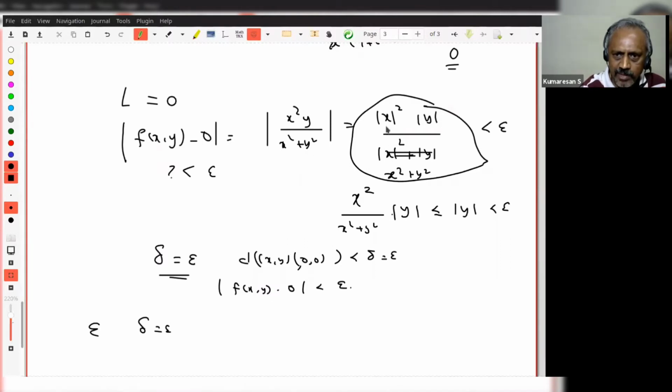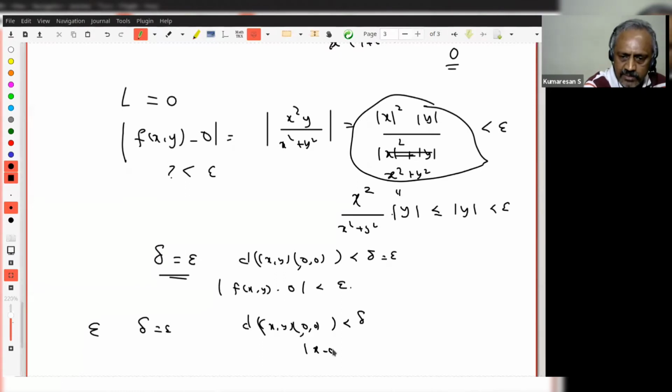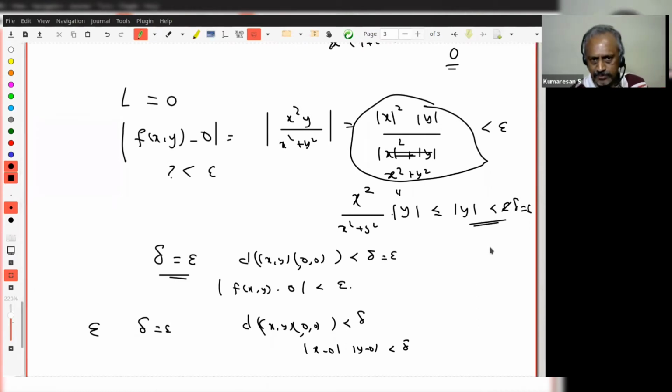But that is mod x squared into mod y by x squared plus y squared. That is equal to this, but this is less than mod y, right? Since the distance between (x, y) and (0, 0) is less than delta, that means mod x minus 0 and mod y minus 0, that is x minus a, y minus b, it's analogous, right? Each one of them will be less than delta. You understand that? But what is delta? Delta is epsilon at most. Therefore, this fellow is less than delta, but that's equal to epsilon. So I got the proof.